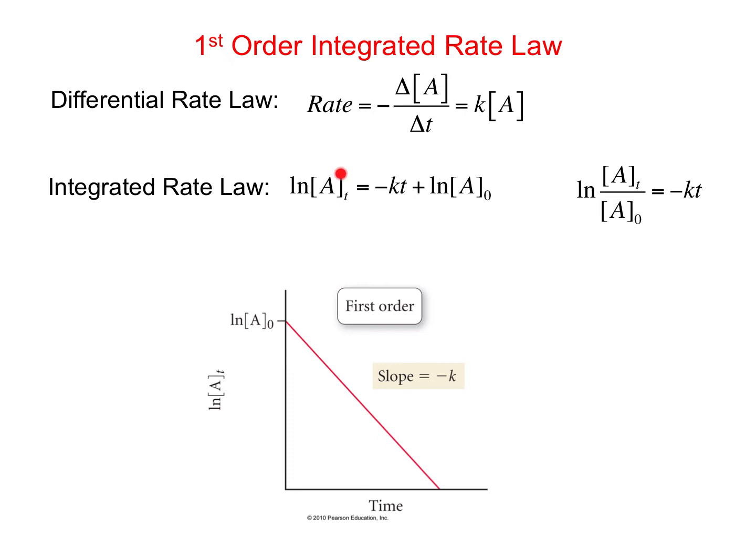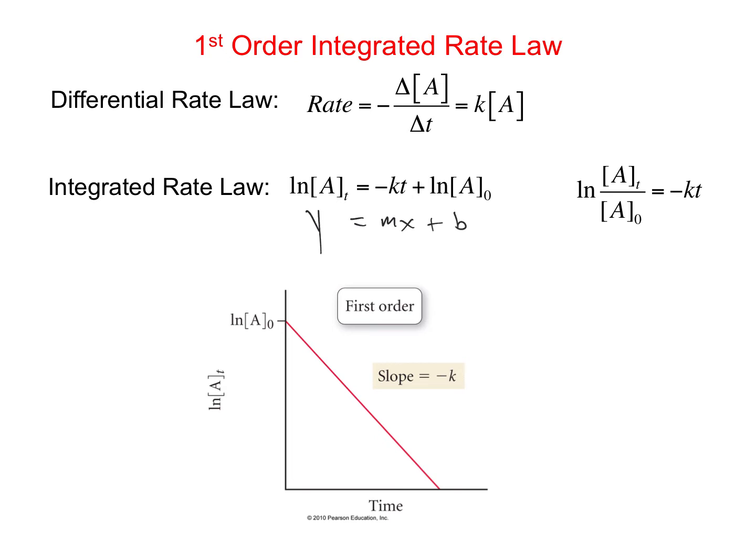Now, we could write the first order integrated rate law in a number of different forms, but this is one of the most common ways you'll see people write it. The reason we write it this way is because we've essentially written it in the form of the equation for a straight line, where y is equal to mx plus b.